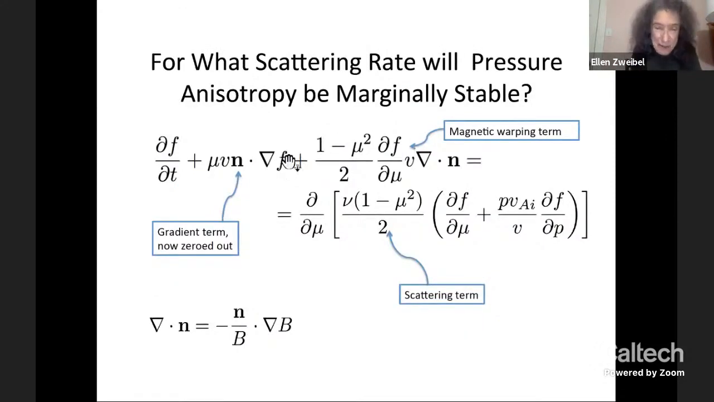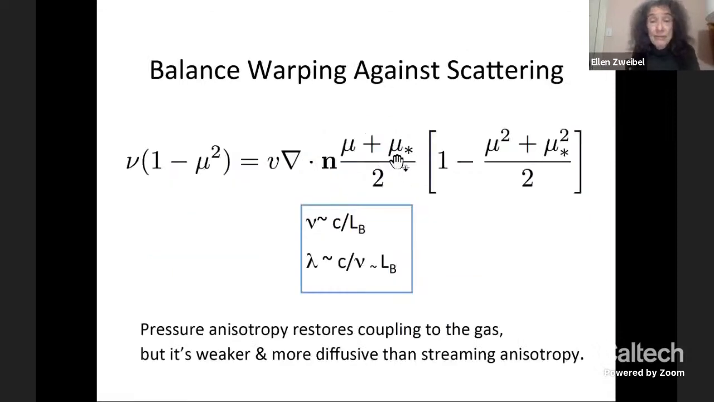So we go back to the Fokker-Planck equation, which I've written again. This was what we kept before, the gradient term. Now we're going to zero it out. The evolution term is always kind of slow. This represents this magnetic mirror force, and this is the divergence of the unit vector pointing along the magnetic field, and it can be written like this. So it actually is proportional to the gradient of the magnetic field. And here is this scattering term. So now we're going to balance the scattering term with the warping term instead of with the gradient term. And here's what we get.